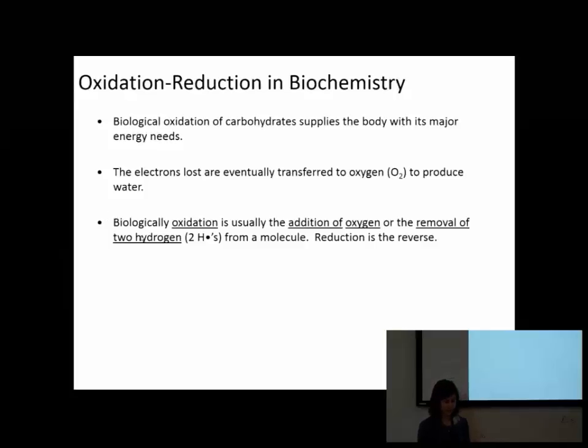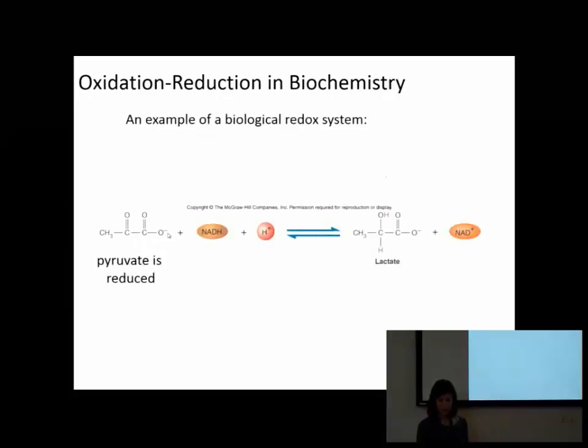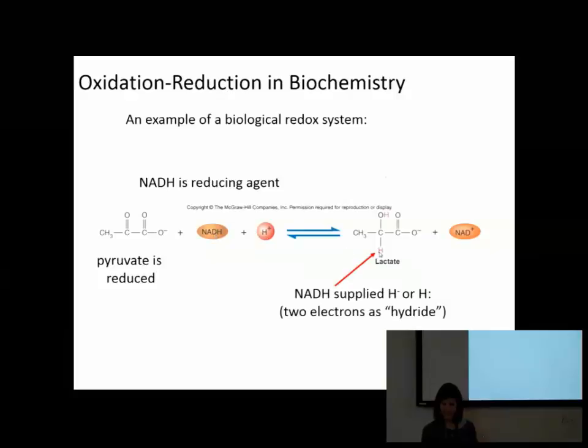So pyruvate is reduced. Let's take a look at what's happening. Pyruvate is reduced to lactate because it is gaining hydrogens, and NADH is being oxidized. NADH is supplying the hydrogen, or at least one of them. So NADH is being oxidized to NAD. It is the opposite for the agent, so it's a reducing agent. NADH is causing pyruvate to be reduced to lactate.